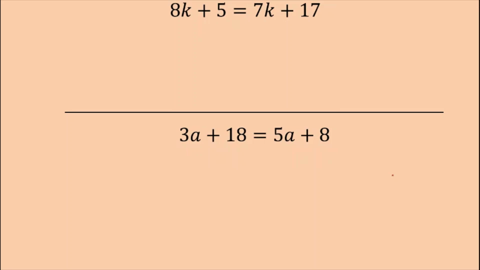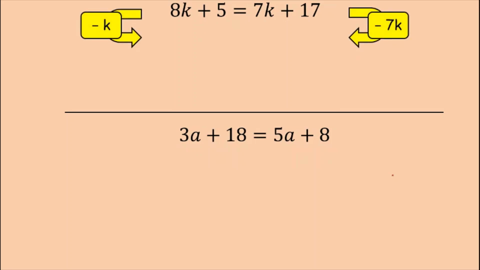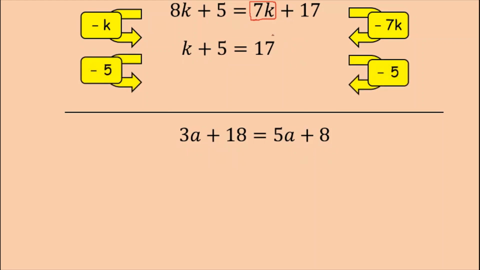The first thing I'm going to do is subtract 7k. The reason I'm subtracting 7k is because if I do that, this 7k here will disappear. And I'm left with k plus 5 is 17, which is much easier to solve. If I have k plus 5 is 17, my next step is to subtract 5 from both sides, which will give me 12. Just notice there's no 7 there. There we go.